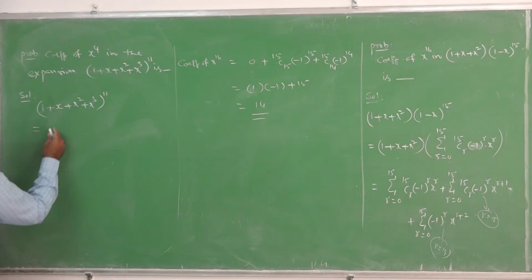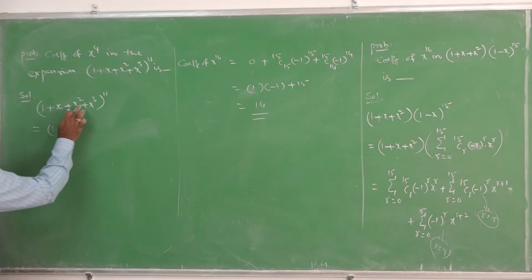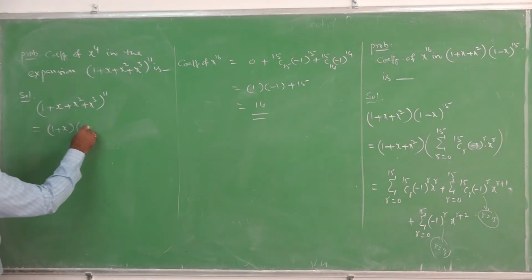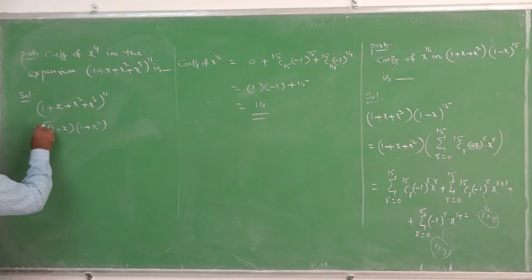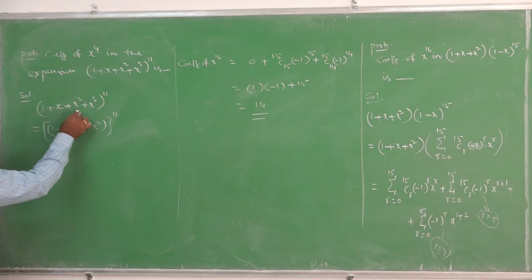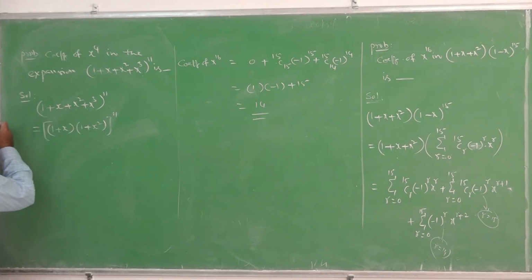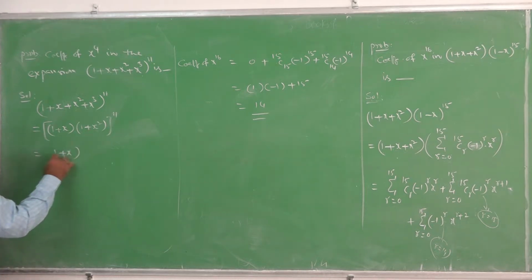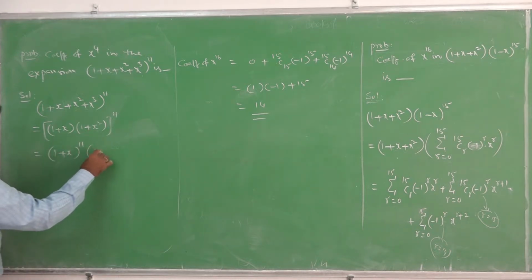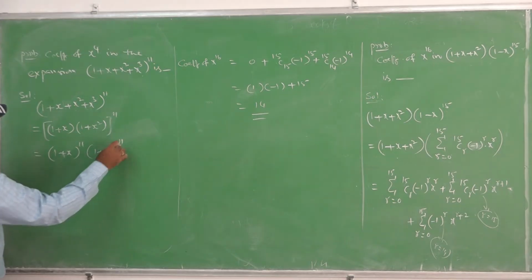So in this case, you can write the base as a product of 2 factors, namely 1 plus x. Taking x square common, we get 1 plus x here, hence (1 plus x²) whole power 11. Taking 1 plus x as common, so (1 plus x) whole power 11 into (1 plus x²) whole power 11.